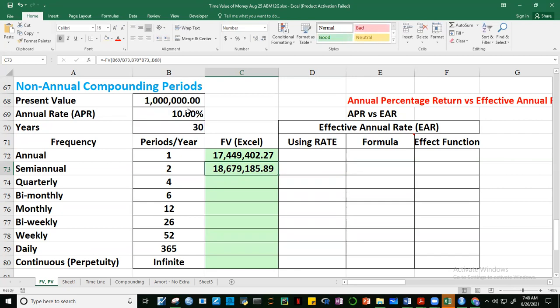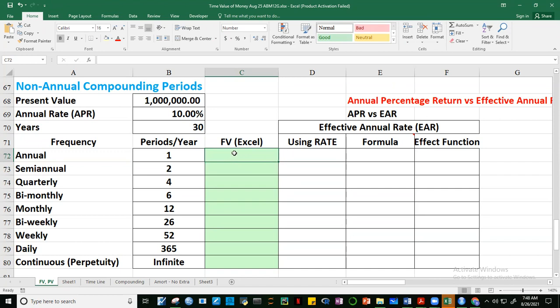There, we can see guys that kapag semi-annual yung compounding, mas mataas talaga yung future value. Okay, so syempre, pag mas maraming compounding per year, mas malaki yung future value. Okay, I'd like you now to, I'll delete this, I'll delete this and this one also.